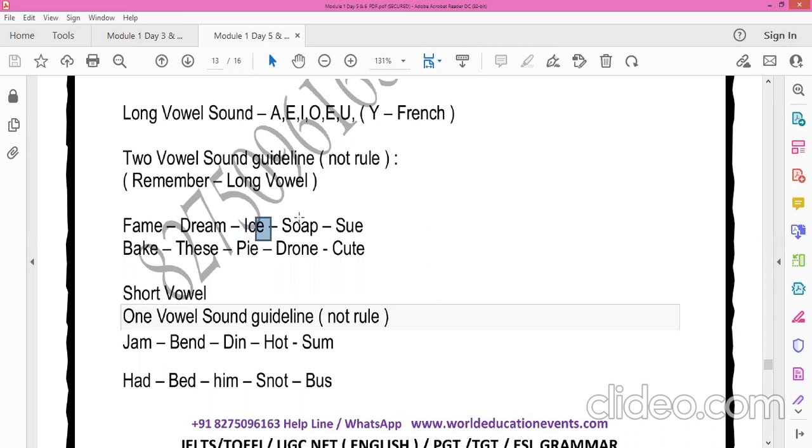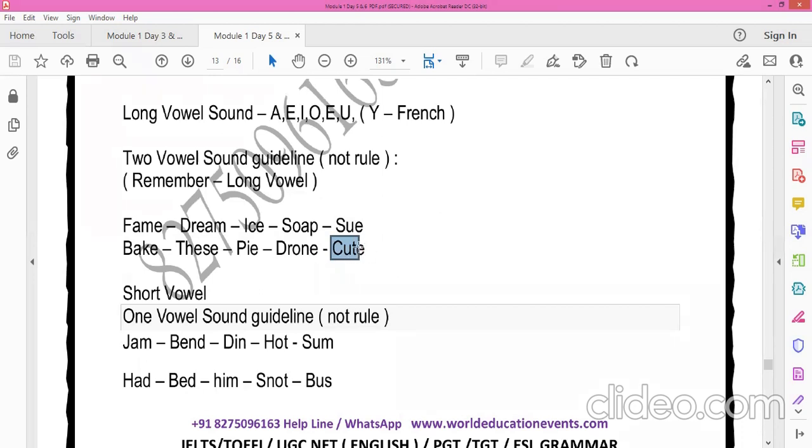All right. A will become what? Silent letter. And O will remain O. Soap. Got it? Yes, sir. Okay. Sue. You. Bake. Ache. These. Pie. Drone. You. Cute. So, ready? Yes, sir. C U T, cut. And C U T here, C U T.